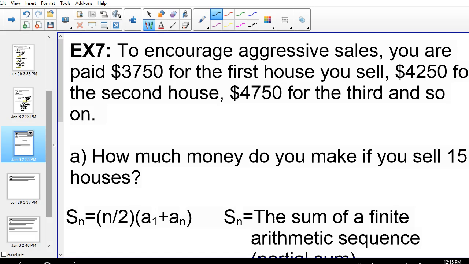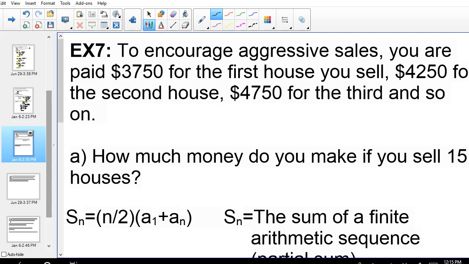So in this case, we want to know how much money you make if you sell 15 houses. That's the total amount, not just how much you make for the 15th house, but how much you make for selling all of them together. So you could do this the long way. You could take $3,750 plus $4,250 plus $4,750 plus $5,250 plus $5,750, and so on until you got 15 houses, right? You can definitely do it this way.